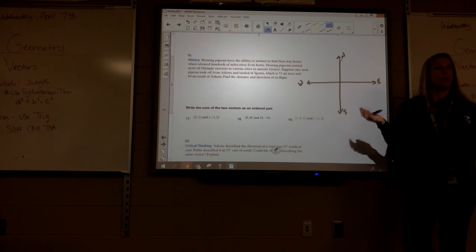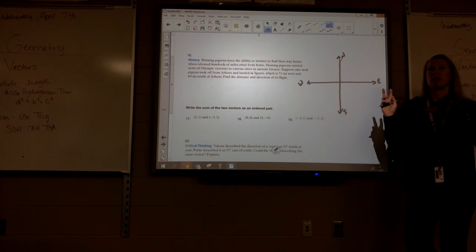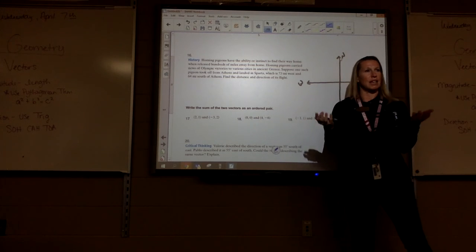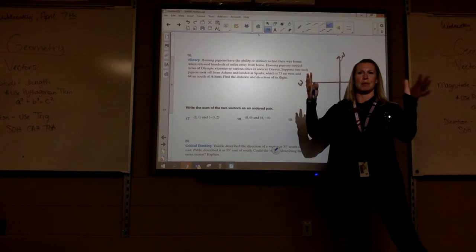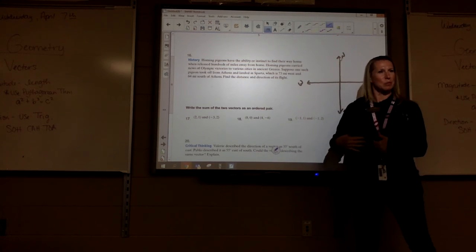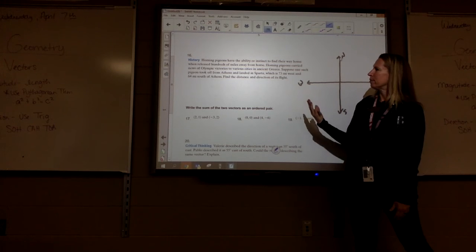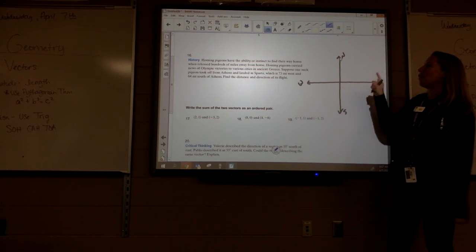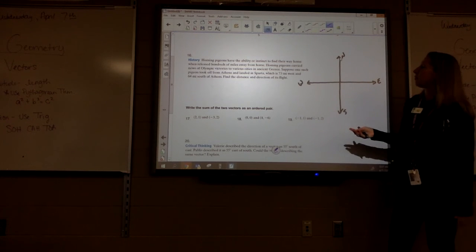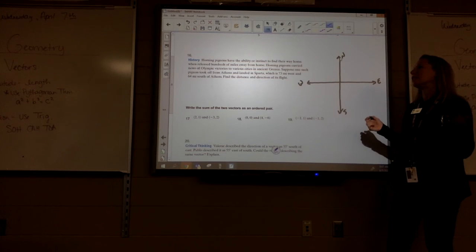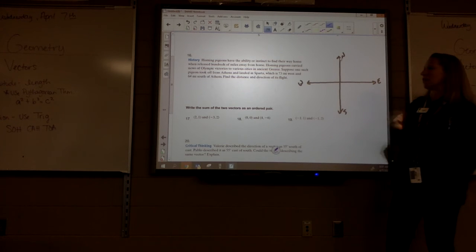So homing pigeons. Have you ever seen homing pigeons? I actually went to a celebration of life for a girl. She had passed away, but the guy comes and he has homing pigeons. So what you do is you release the pigeons, but they know their way home. So they fly home, so that when he gets home, he has his pigeons back. Is that the craziest thing? Anyway, homing pigeons have the ability or instinct to fly their way home when released hundreds of miles away from their home. Homing pigeons carried the news of Olympic victories to various cities in ancient Greece. I think that's kind of interesting.